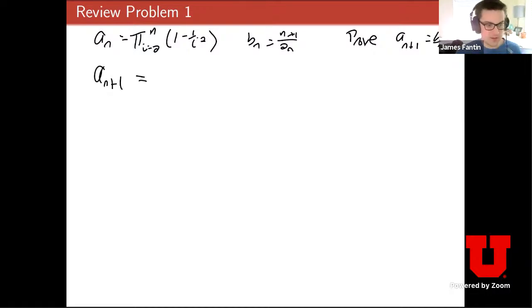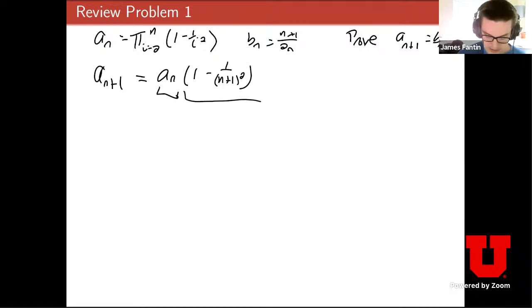And then what can we say that this is equal to? Somebody want to volunteer? So A sub n is the general product. So what can we do? We can take out the last term just like we do with the general summations. A sub n plus 1 is just A sub n times 1 minus 1 over n plus 1 squared. We have the product of the n terms, so we can just multiply that by the n plus 1 term.